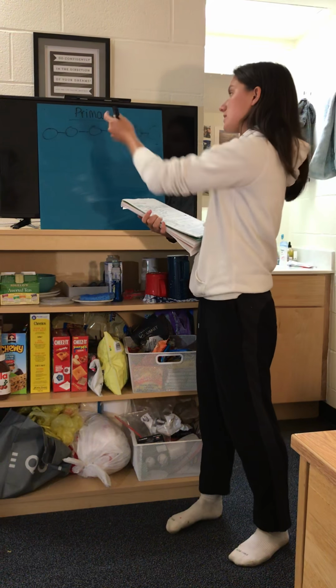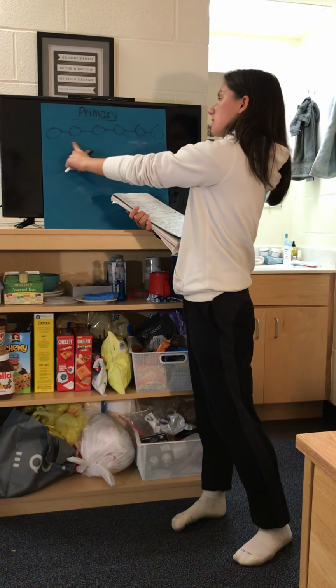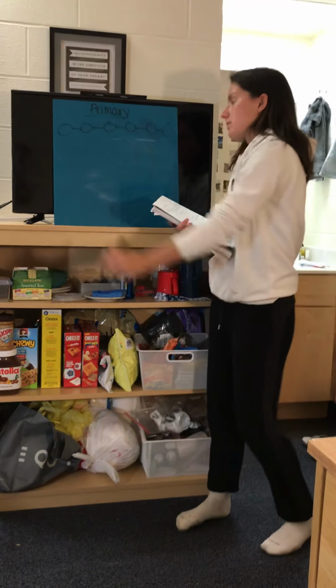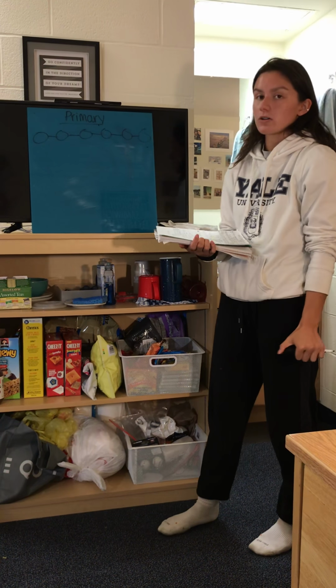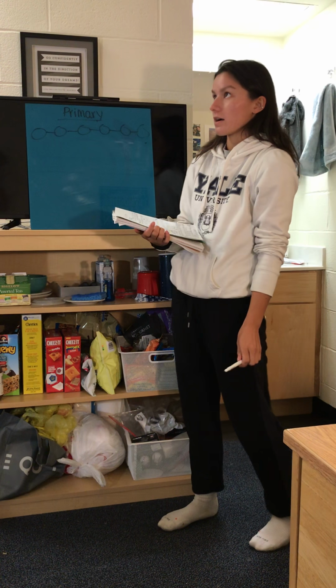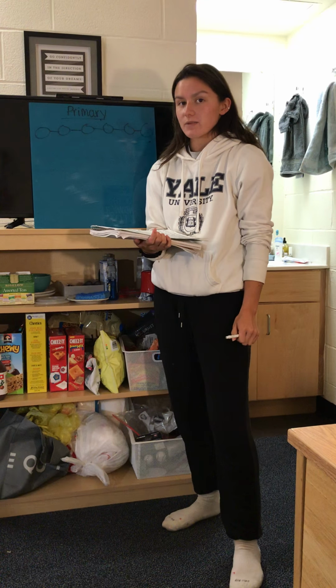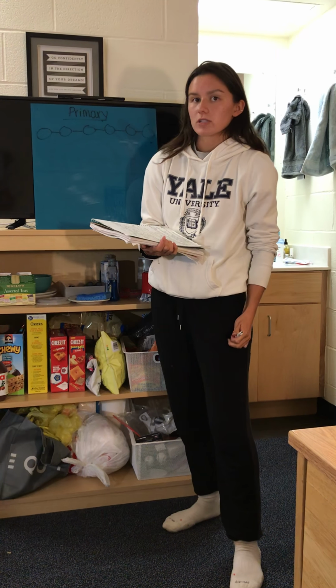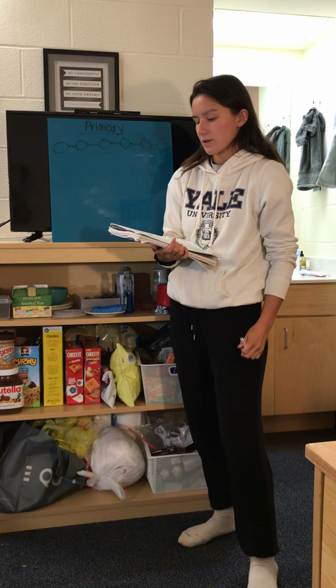The first level is the primary. It looks something like this, which is a chain of amino acids of a single chain, also known as a polypeptide. This amino acid sequence is controlled by the nucleotide sequencing and the DNA coding.